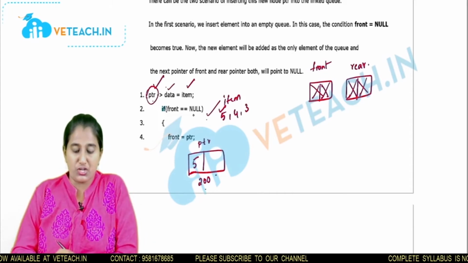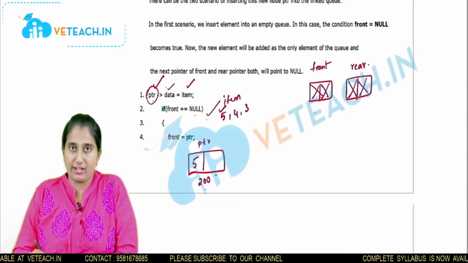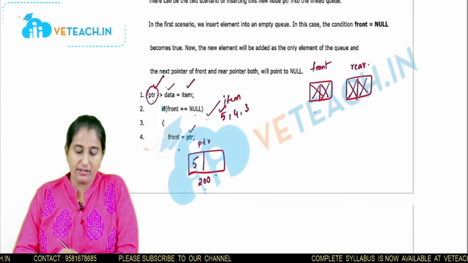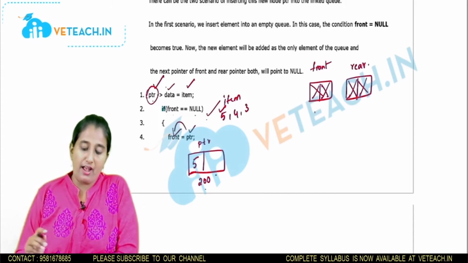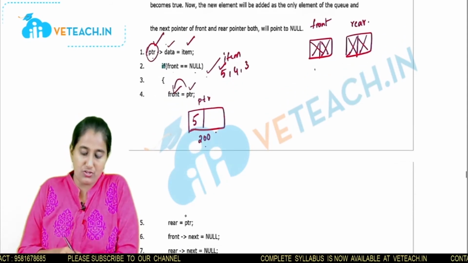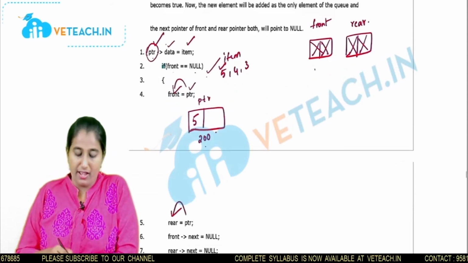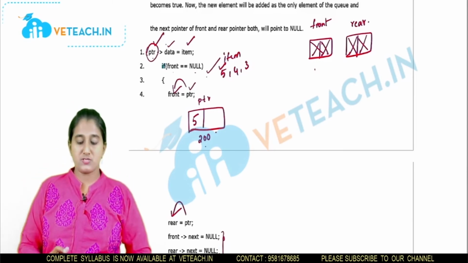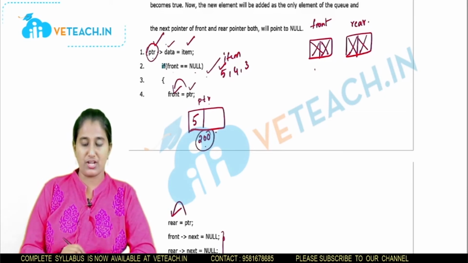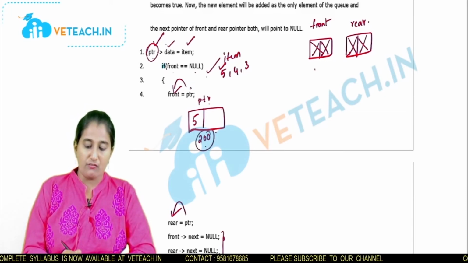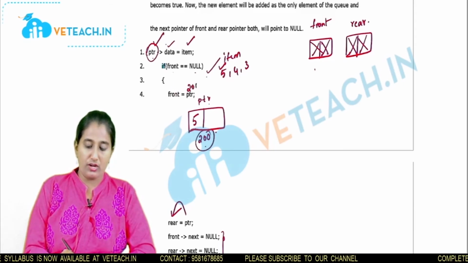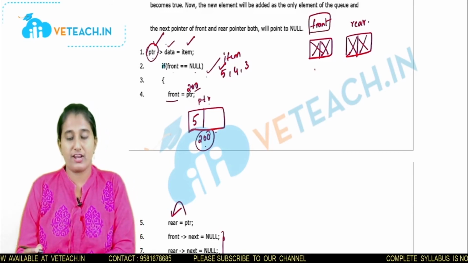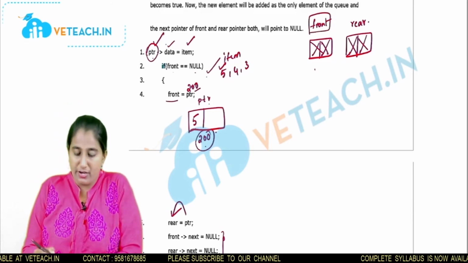Now they are checking the condition whether front is null or not. Yes, front is null. Then what do we need to do? We need to assign the pointer to the front, and the same pointer should point to the rear, and the next part should be null. Pointer means the address location. So here we are going to assign front equal to 200. It means that front is pointing to the 200 location.